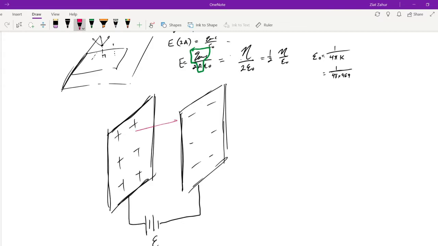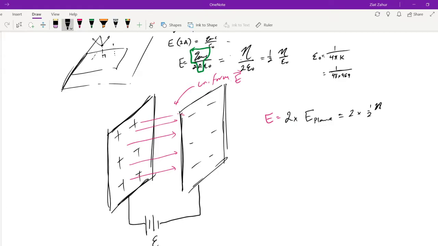And we know that the electric field goes from the positive side to the negative side, and it's a uniform electric field. Now, what is it equal to? Based on Gauss's law, we do 2 pillboxes, one for each plate. Assuming that the areas are the same, the electric field is 2 times the electric field of a plane, which is 2 times 1/2 eta over epsilon naught, which is just eta over epsilon naught.